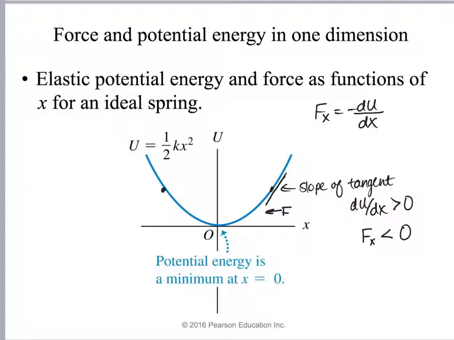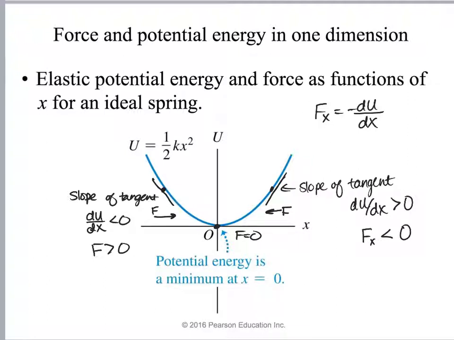Now we do the same thing over here. The slope of the tangent is du dx. This time it's negative, which means the force is positive. And so over here, we see that the force is to the right. Right here, the force is 0 because the slope is 0.